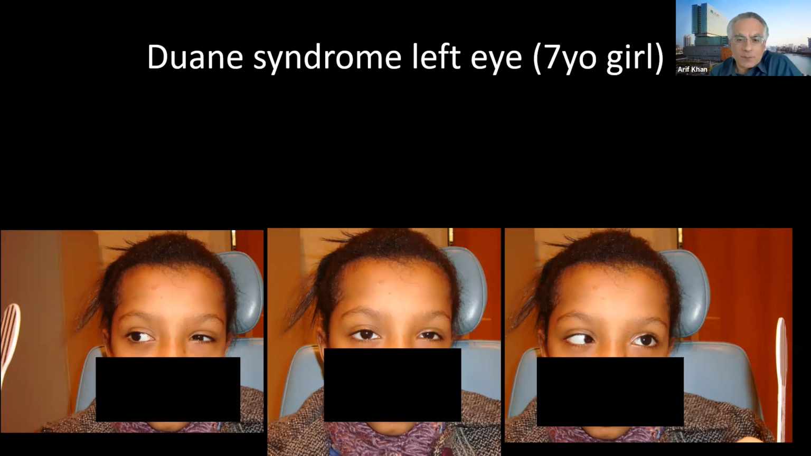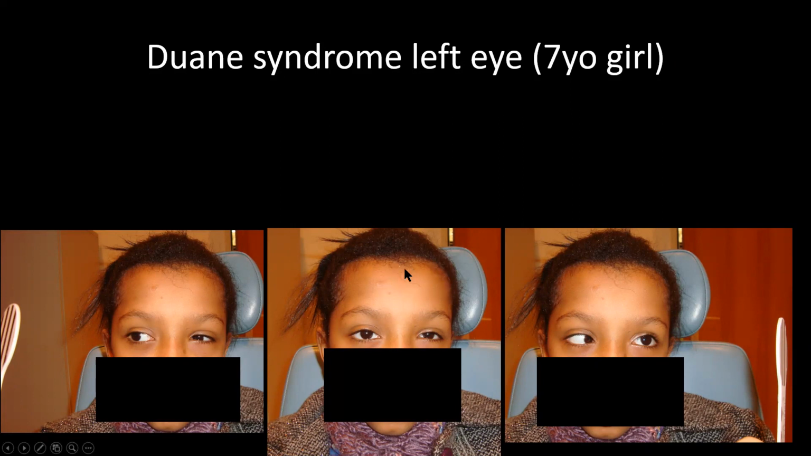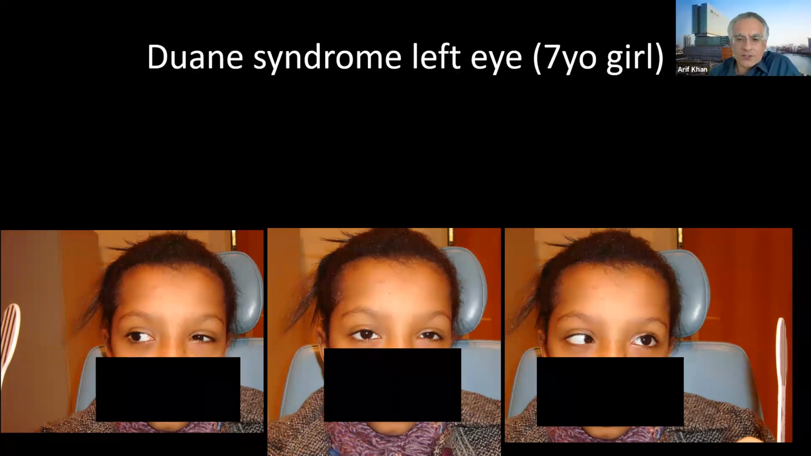So this girl, does she look like she needs strabismus surgery? Does she look like she has a significant abnormal head position when she's looking straight ahead? Yes, there is a left head turn, a left face turn, but it's quite small.